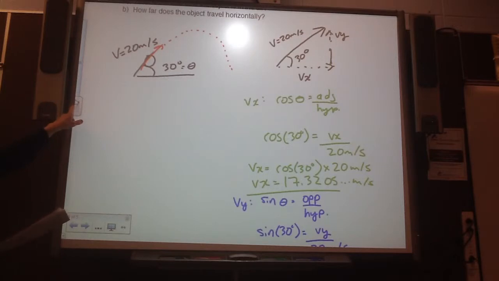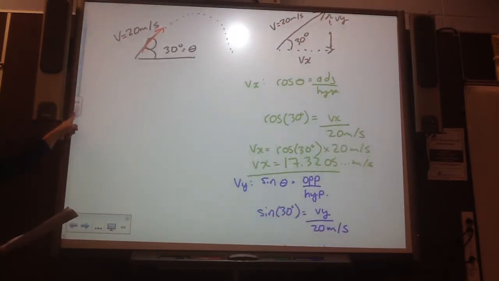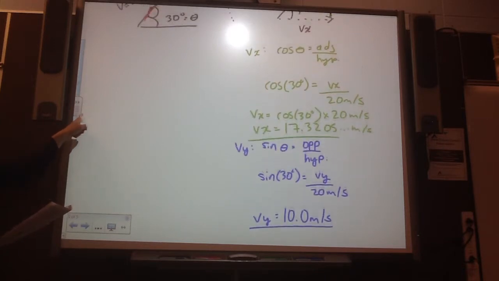Okay, so we've solved for our horizontal and vertical vectors. Do you still need to see? Good.